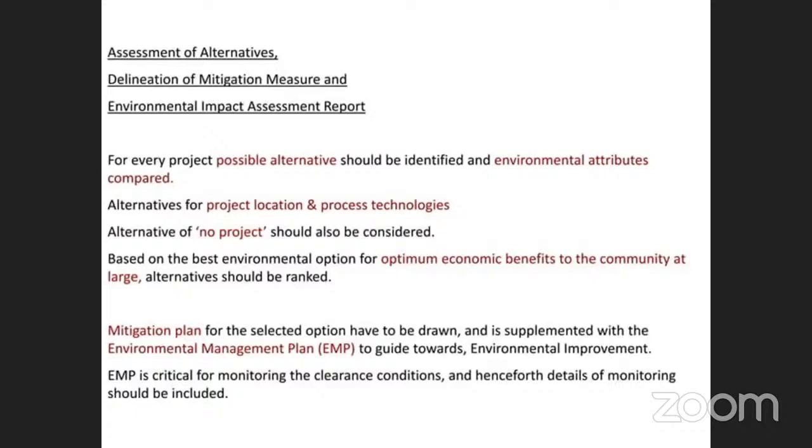And different mitigation plans need to be implemented in the environmental management plan to improve the environmental safeguard.